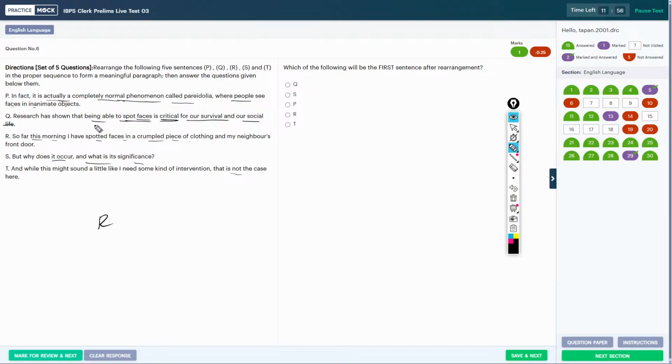So R, T, T. Q to start with, then R, T, T, S. This is the order: research has shown this; so far this morning I have spotted faces in this; but in fact, it is completely normal; this is not the case here. But why does it occur? What is its significance at the very last?